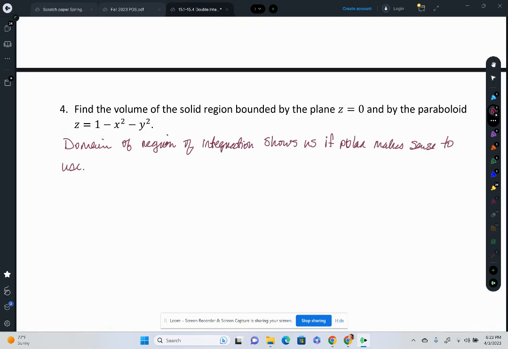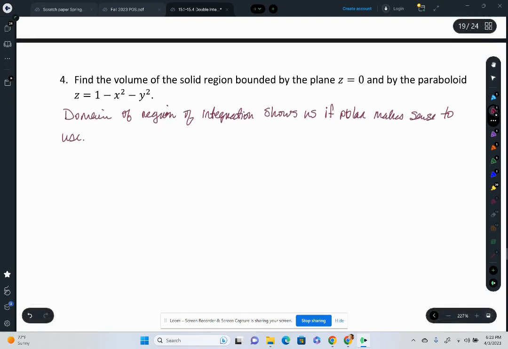All right. So we're supposed to find the volume of the solid region bounded by the plane z equals 0. That looks like that's the floor of our height. And the paraboloid z equals 1 minus x squared minus y squared. This is the roof or the top. And it is an upside down paraboloid.